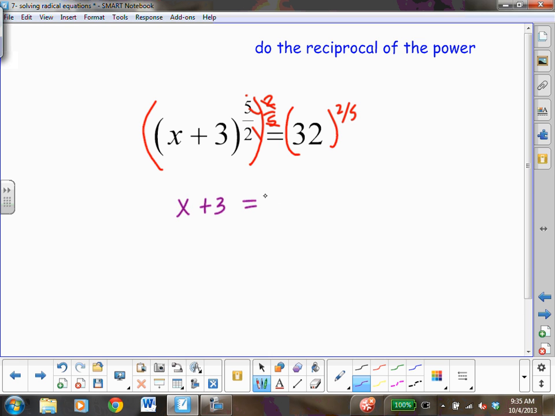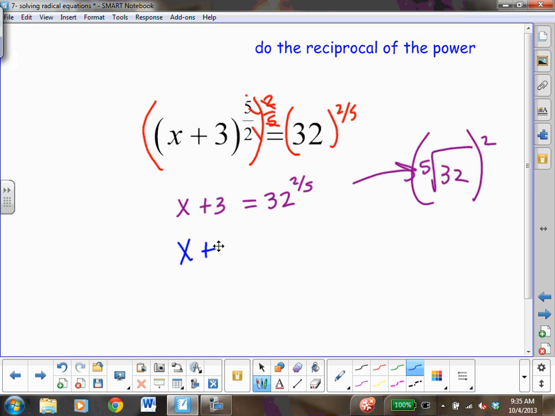And I'm left with x plus 3 equals 32 to the 2/5 power. So this is saying take the fifth root of 32 and then square it. Well, the fifth root of 32 is just 2. So I have 2 squared, which is 4. So x equals 1.